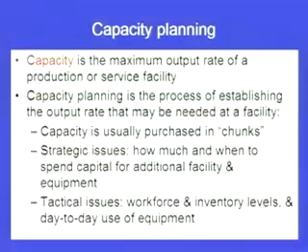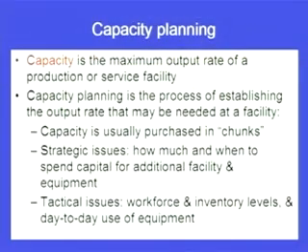Strategic issues: how much and when to spend capital for additional facility and equipment. So, this is what I have already discussed in the last slide, that this is the most important capacity planning issue: how much money should be spent, how much capacity is required, when that capacity is required, what kind of capacity is required, and where it has to be placed. So, here you can see strategic issues, like we have seen in strategic capacity planning. Now, strategic issues are how much and when to spend capital, to spend the money for additional facility and equipment.